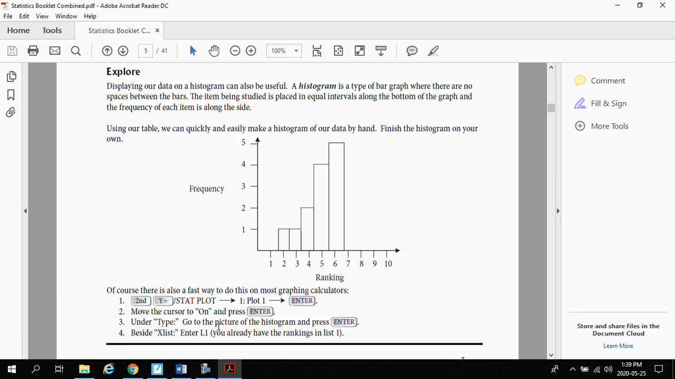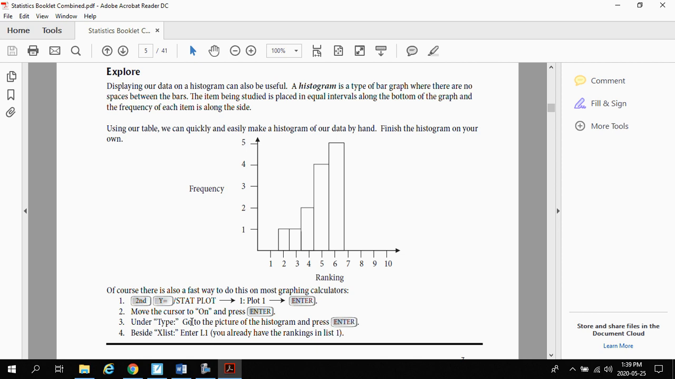It says, of course, there's also a fast way to do this on most graphing calculators. So you can look through, I don't usually do histograms on the calculator, but you easily can. So you might want to put a star next to this. If you haven't deleted the stuff from the last question out of your statistics, it's pretty easy to do. So maybe pause the video and kind of follow along with these instructions and figure out how you can graph it. One big thing at the end.